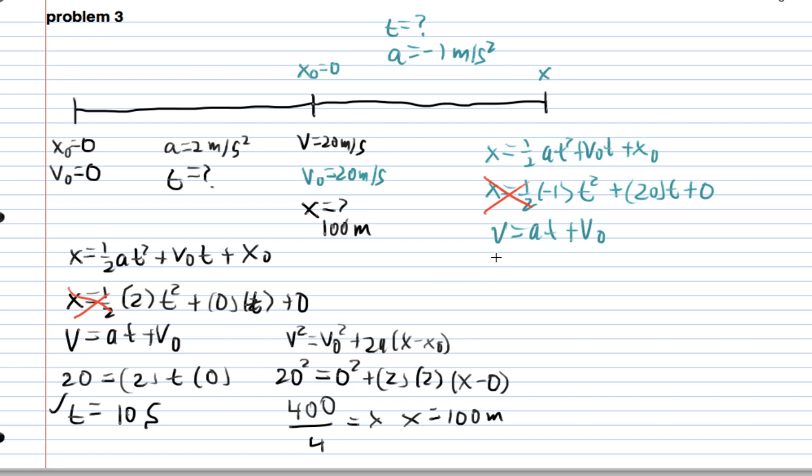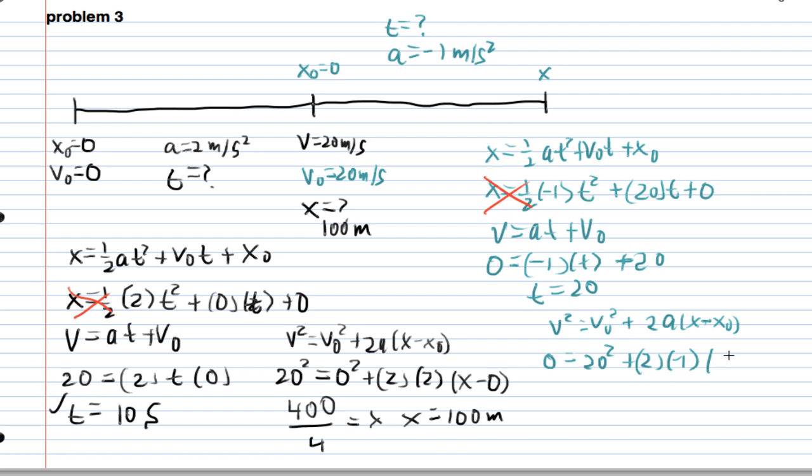So we have a final speed of 0 equals -1 times the time plus an initial speed of 20 meters per second going forward. So when I solve for time there, it's going to take me 20 seconds to come to a stop. Now let's go ahead and try this formula. V squared is V naught squared plus 2A times x minus x naught. We'll continue here. So 0 equals 20 squared plus 2 times -1 times x minus 0. And when we actually solve here, we're going to end up getting x is 200 meters.